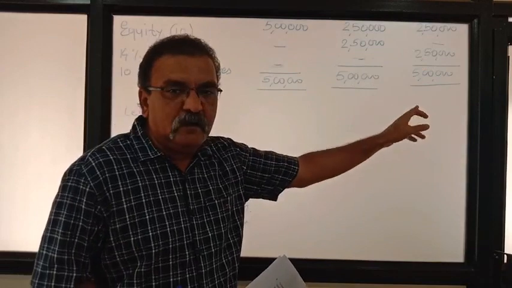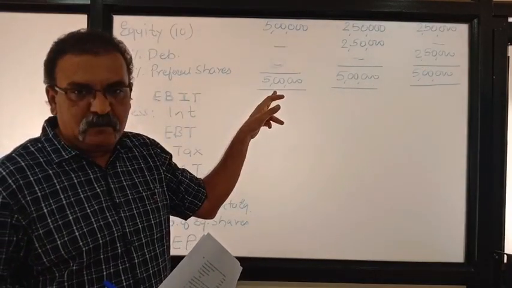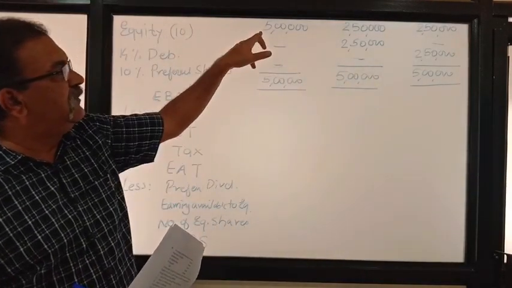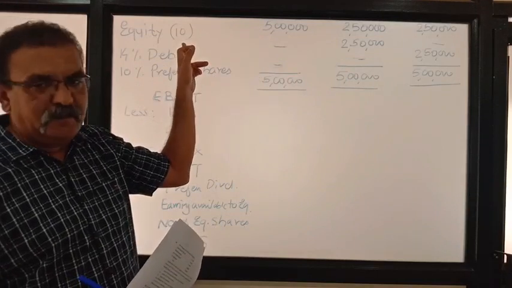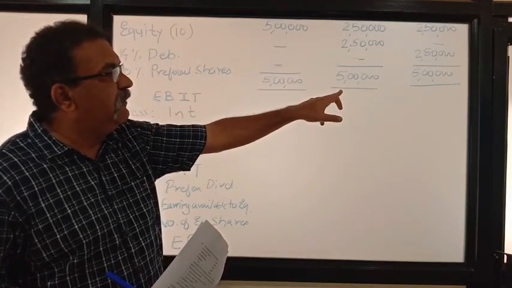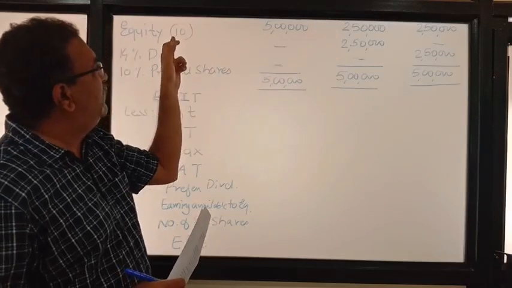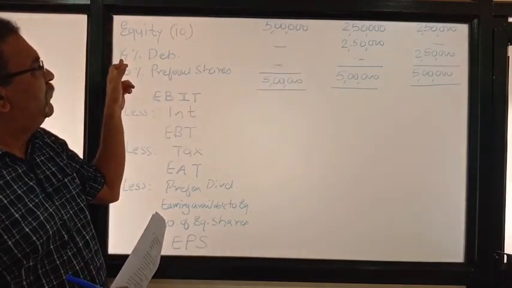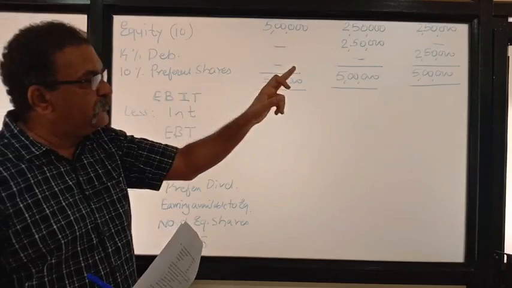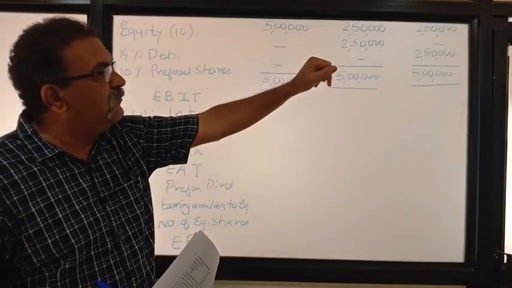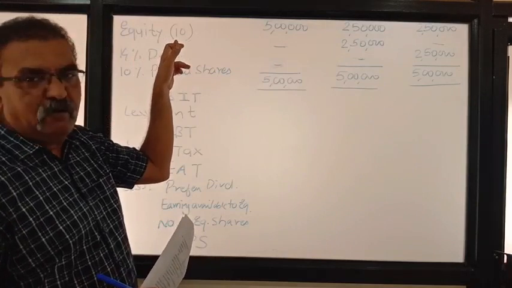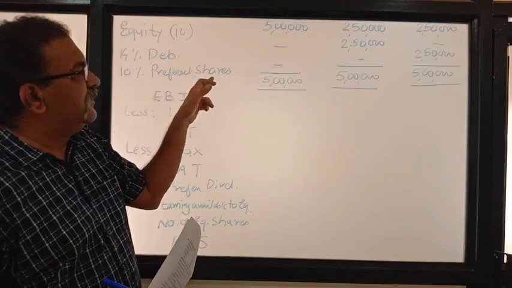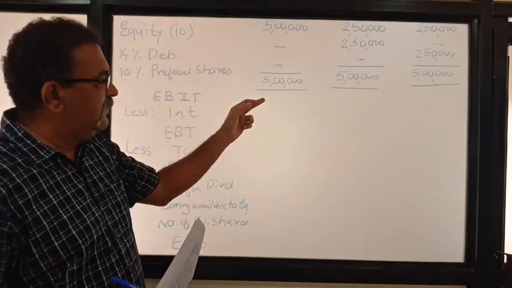Now once again check out that in all the options the amount raised is rupees 5 lakhs each. In the first option the entire 5 lakhs will be by way of equity capital of rupees 10 each shares. Option number 2, out of 5 lakhs 2,50,000 will be by way of equity capital and the remaining 2,50,000 by way of 14% debentures. And option 3, out of 5 lakhs 2,50,000 will be by way of equity and the remaining 2,50,000 by way of 10% preference shares. So now we will solve this example.